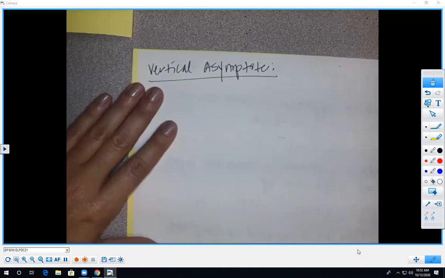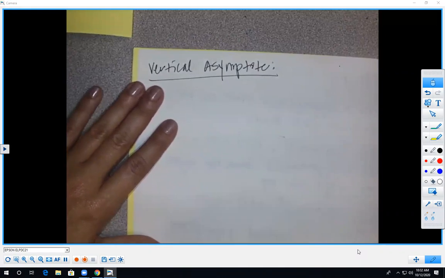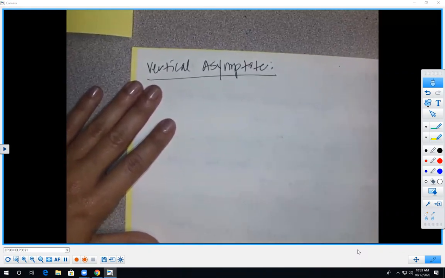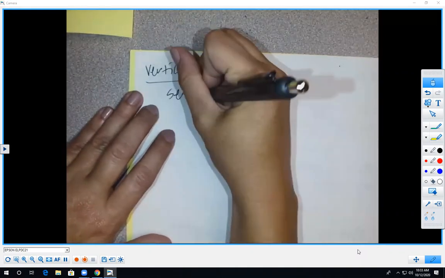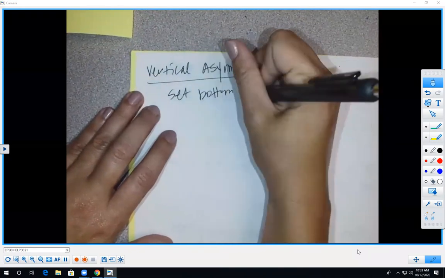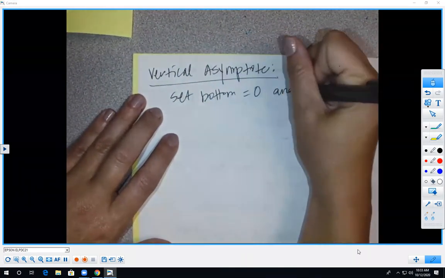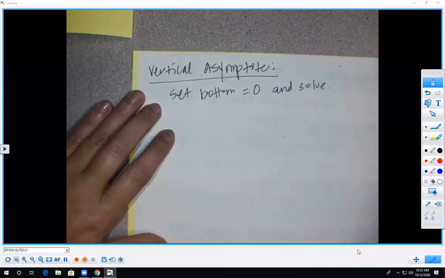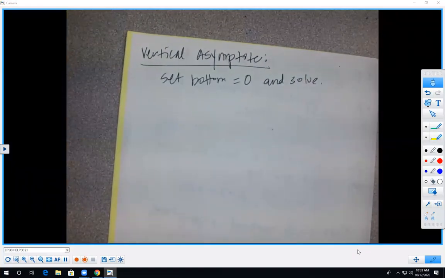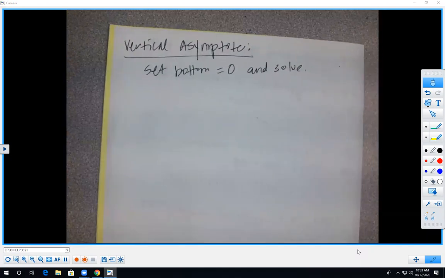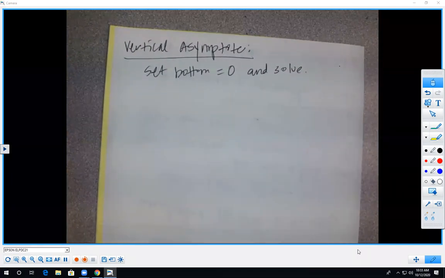Is it based on the vertex? These don't really have a vertex. It's based on the domain, like we've already been doing essentially. Where your domain is restricted, that's your vertical asymptote, right? So the way you find the vertical asymptote is you set the bottom equal to 0 and solve it. We've been doing this already. We did that at the beginning of class when we found the domain. Give me a second to write that down and then I'll show you.